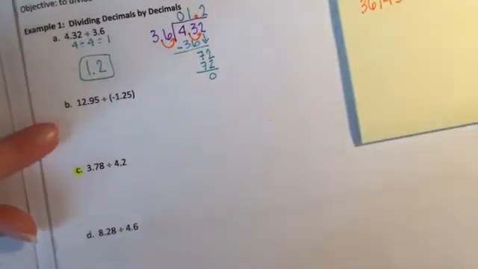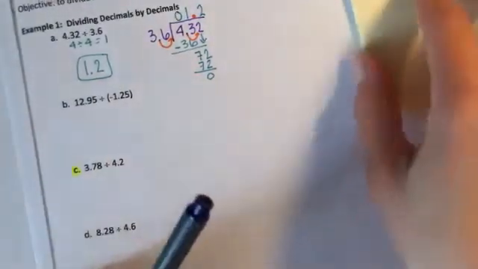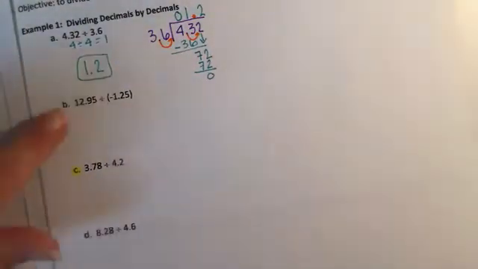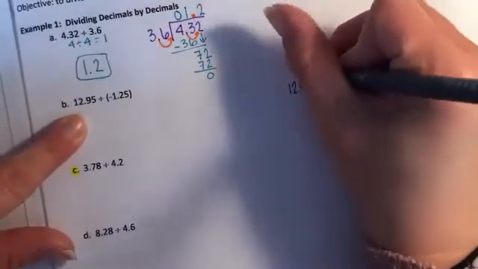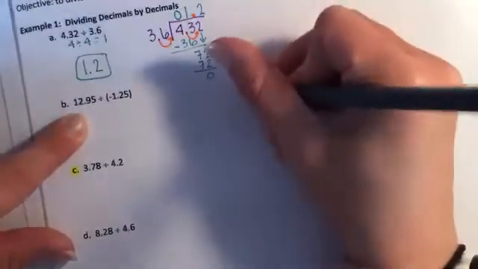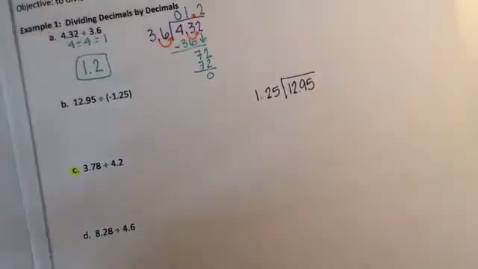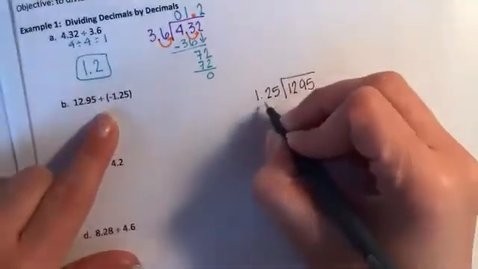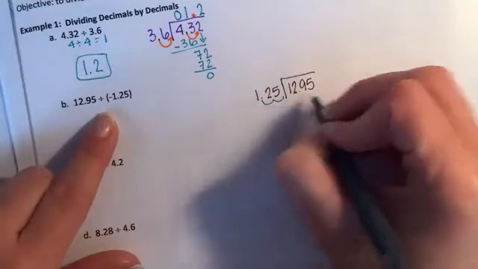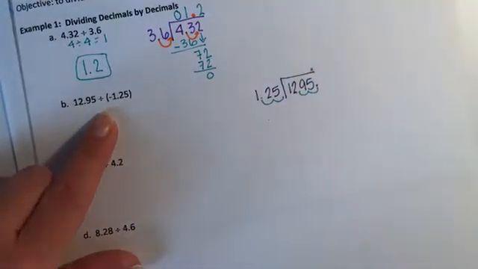In letter B, same situation. I've got the 12.95 on the inside, and then the 1.25 on the outside. Sorry, I can't talk. And then the 125, we need to make this a whole number, so we're going to move our decimal spot twice. And we're going to move that decimal point up.